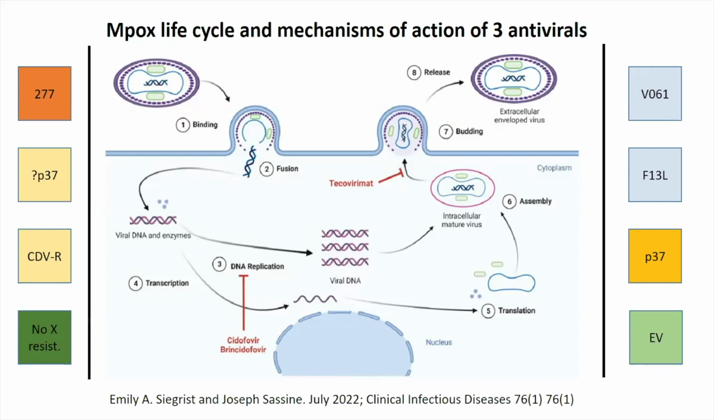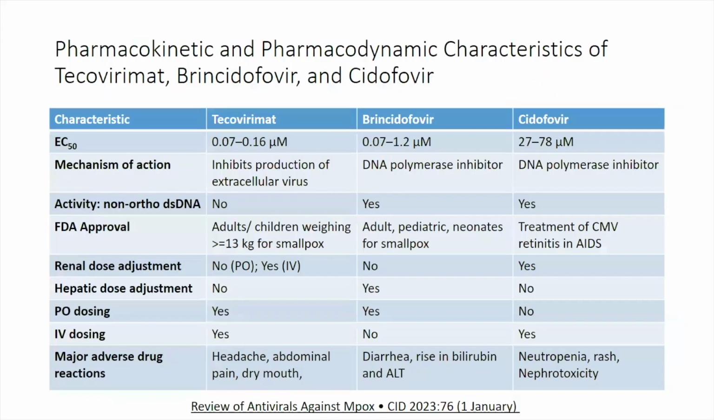Brincidofovir, on the other hand, works exactly like cidofovir. It is a lipid-conjugated cidofovir analog. It was approved in 2021 for treatment of smallpox, and is readily taken up by cells, gets hydrolyzed by lipases to cidofovir, and then gets phosphorylated the same way. But the concentration of brincidofovir inside the cell is much, much higher than cidofovir. And I will show you this in the next slide here.